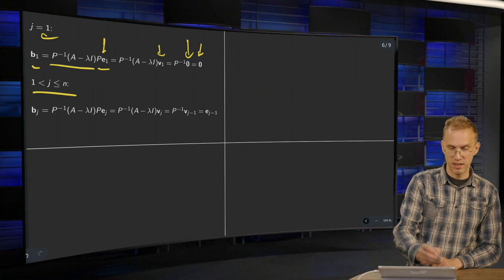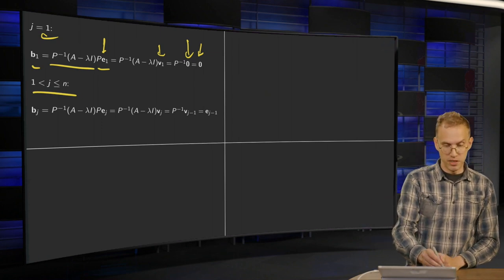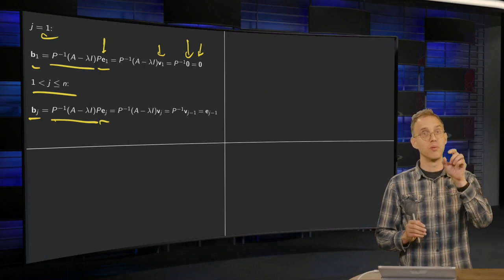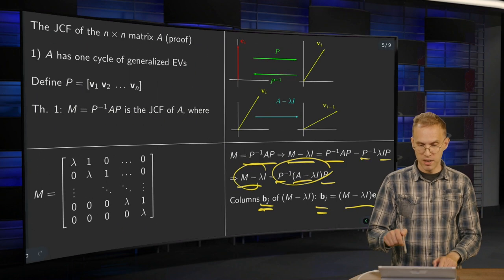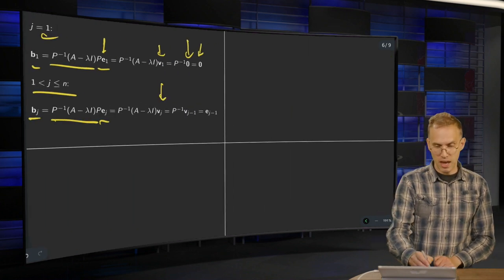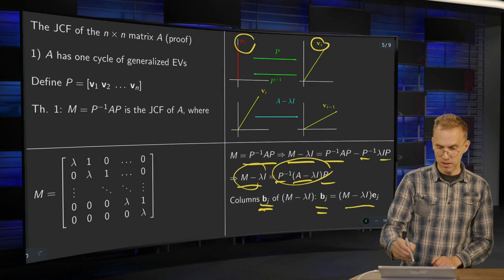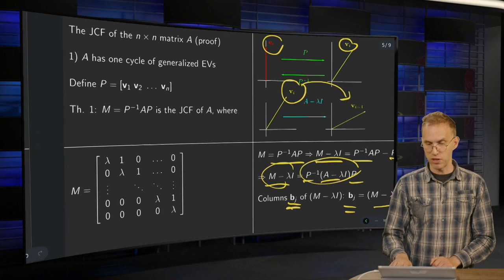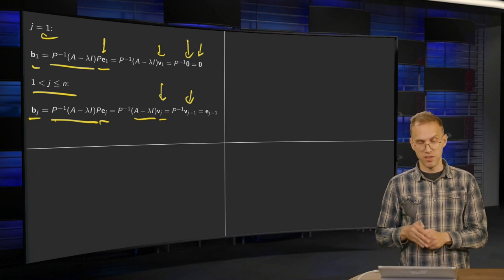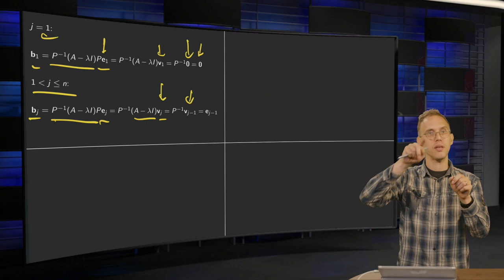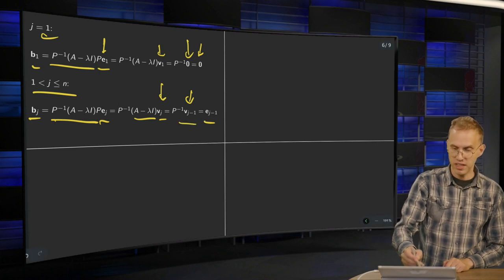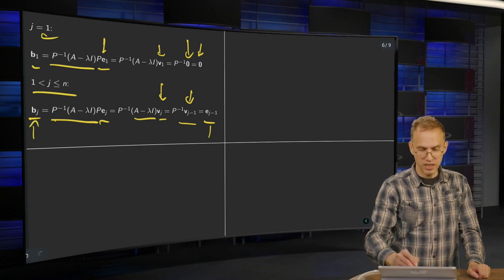Then what happens for bigger j's? Now Bj is again P inverse A minus lambda I times P times Ej. What do we get if we compute P times Ej? Remember the mapping, Ej is mapped to Vj. So here we have Vj. What does A minus lambda I do with Vj? Remember the mapping, Vj is mapped to Vj minus 1. So we step one down and get Vj minus 1. And what does P inverse do with Vj minus 1? Remember again the picture. P was mapping Ej to Vj, and P inverse was mapping it back. So P inverse working on Vj minus 1 gives us Ej minus 1. So our Bj equals Ej minus 1.